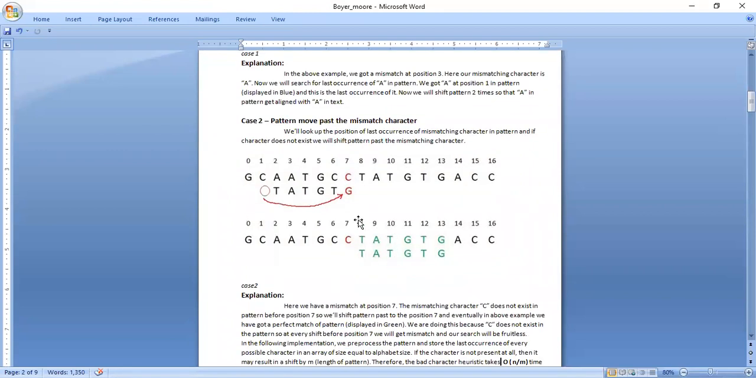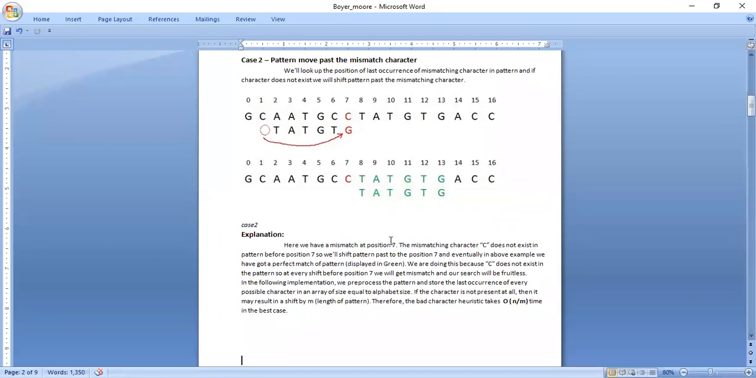So I have given this example, and the explanation of this example here. At position 7, we got a mismatch, and the character C does not exist in the pattern. So we need to shift all the pattern positions, and eventually we have got a perfect match here, which is shown in blue color.